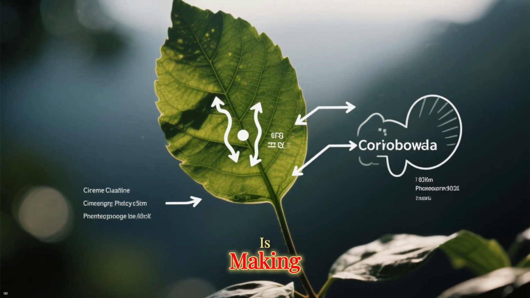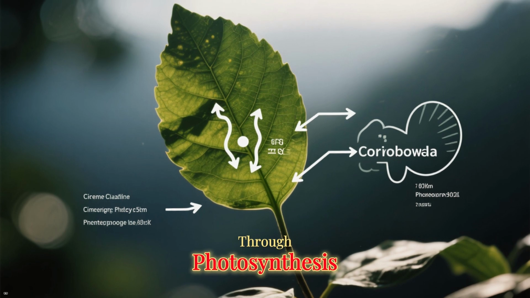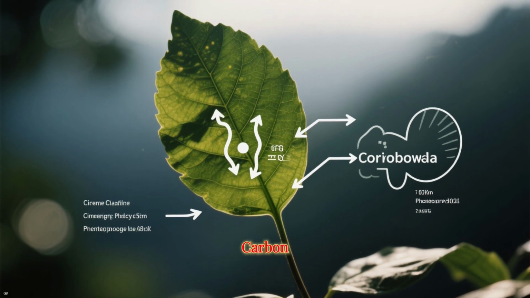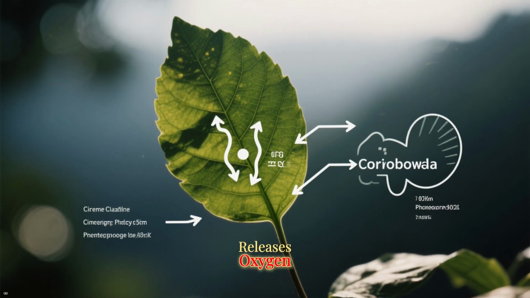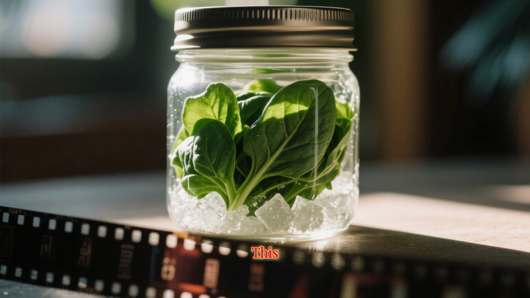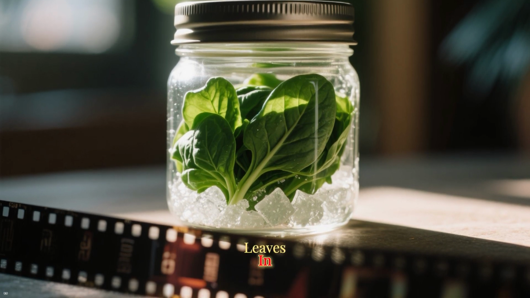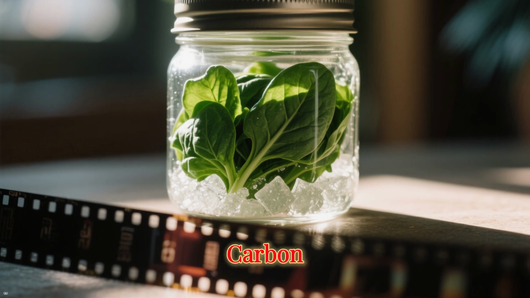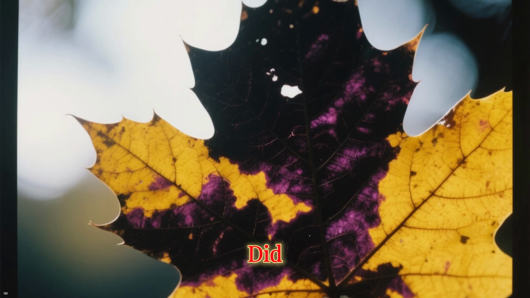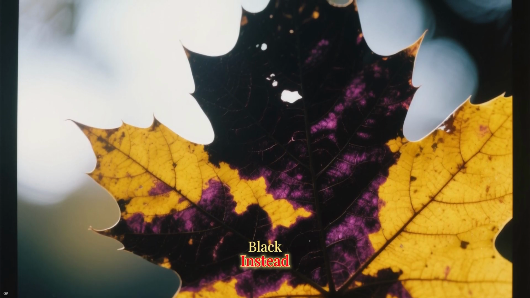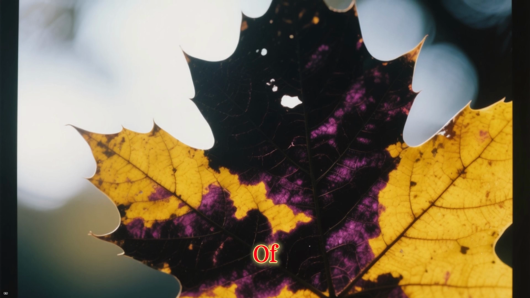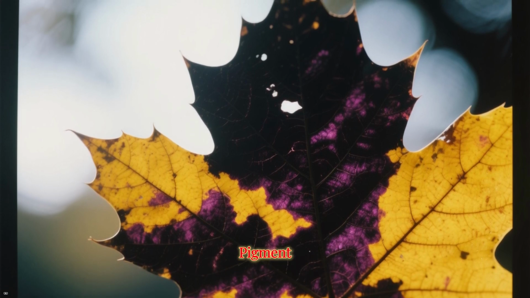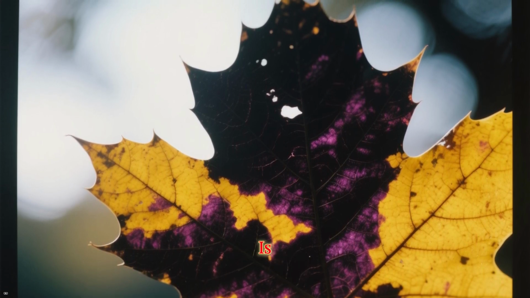When a leaf is making food through photosynthesis, it takes in carbon dioxide and releases oxygen. To test this, we'll put some spinach leaves in a sealed container with a soda lime, which absorbs carbon dioxide. But why did the leaves turn black instead of yellow? That's because of the anthocyanin pigment, which is made when the plant is stressed.